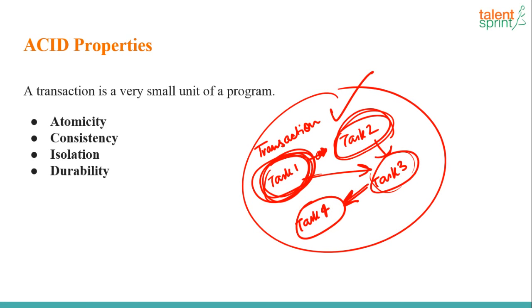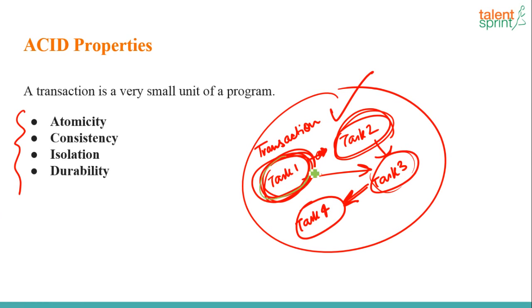Now, a transaction is supposed to have these 4 properties: atomicity, consistency, isolation, and durability. So let's quickly take a look one by one at all these things. By atomicity, we mean that either the entire transaction takes place at once or not at all. So let's say you start with task 1. Let me just change the color to highlight.